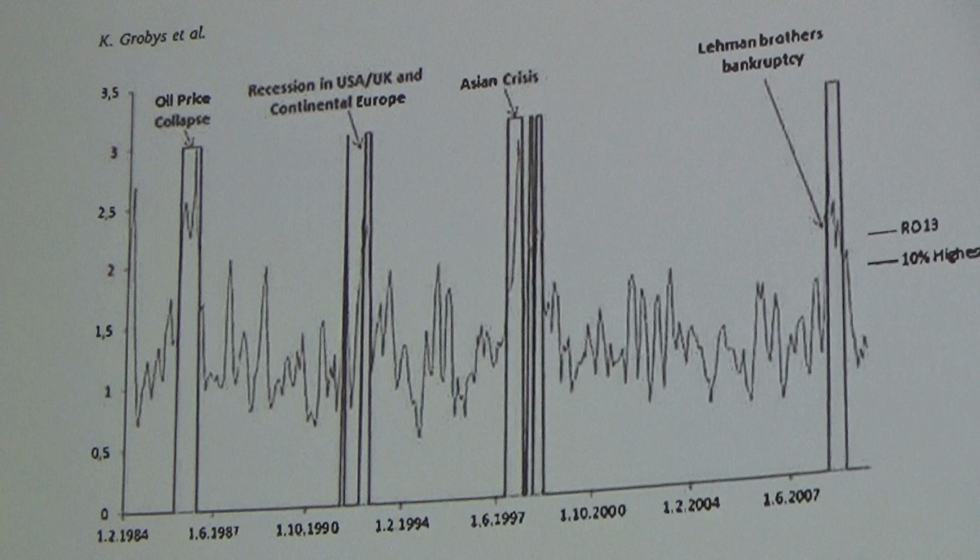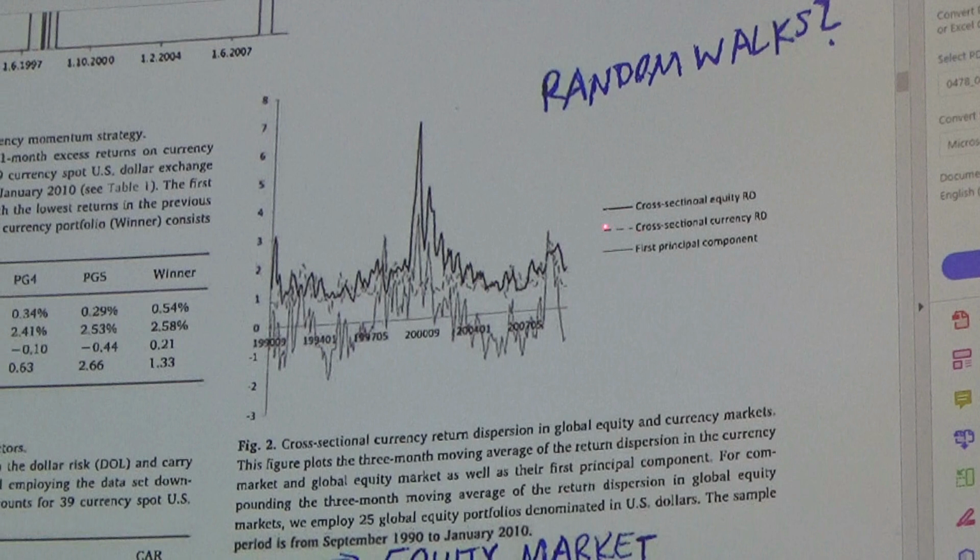In figure 2, we plot the time series of cross-sectional equity return dispersion and cross-sectional currency return dispersion over our sample period, from 1990 to 2010. The dotted line denotes our cross-sectional currency return dispersion, and the black line denotes the cross-sectional equity return dispersion. And what you can see already from visual inspection is that they somewhat co-move.